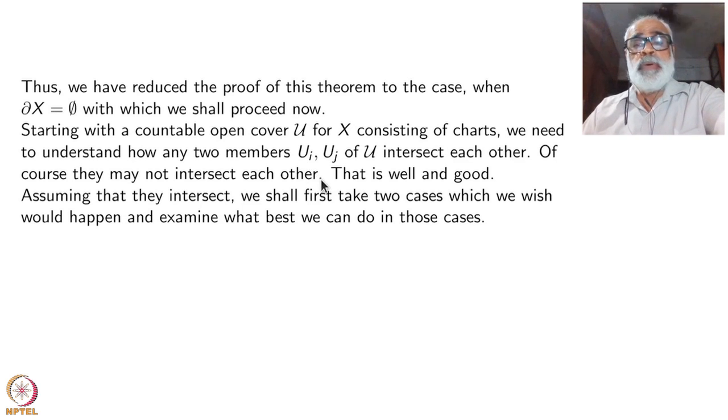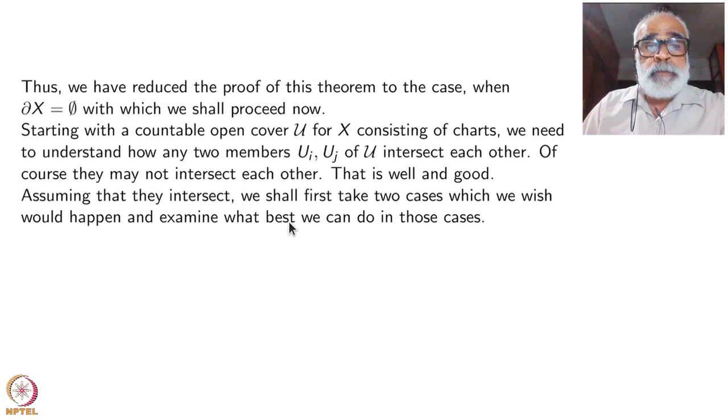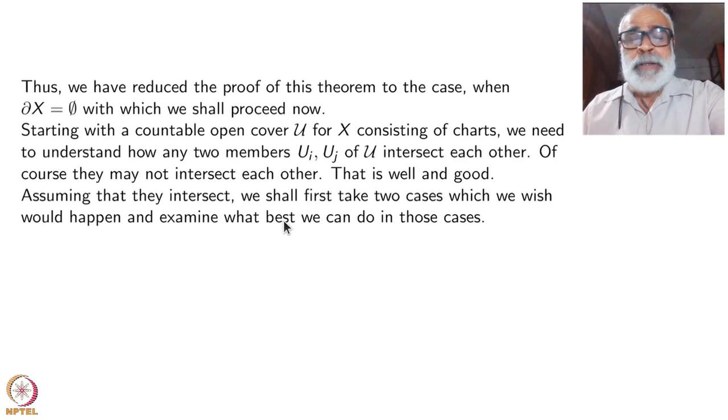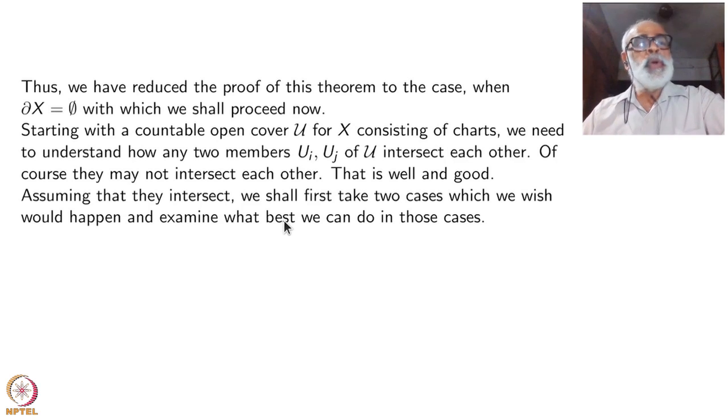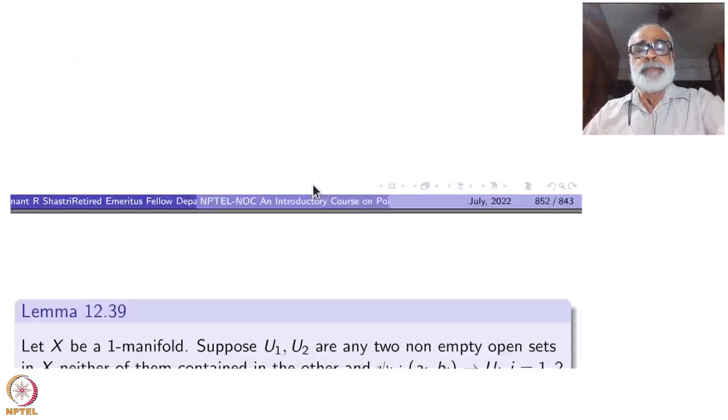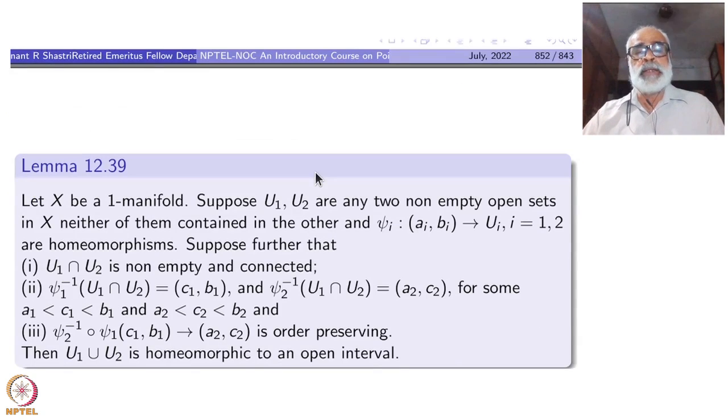Okay, so what we will do is, assuming that they intersect, we shall first take two cases which we wish to happen and examine what best we can do in those cases. Nice cases, that's what you may say. But then finally we should say that no bad cases occur. So that is the whole idea. Today we shall see these nice cases and then later on we shall do the other case.